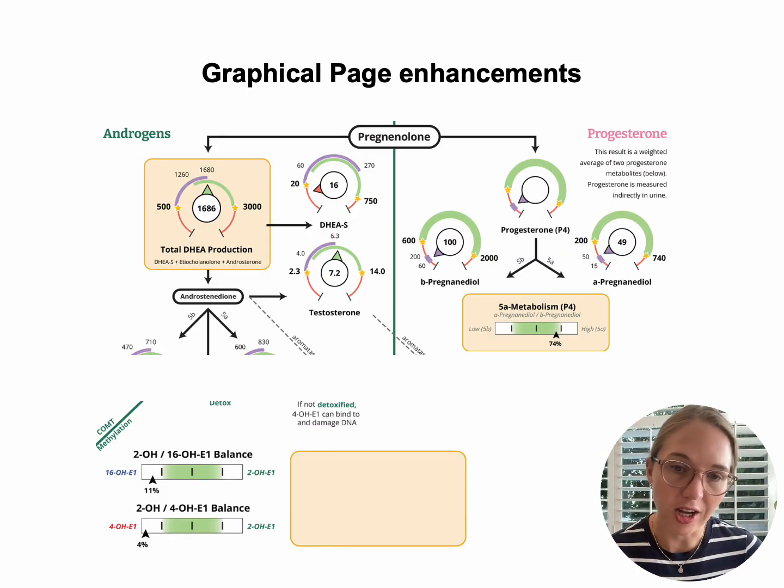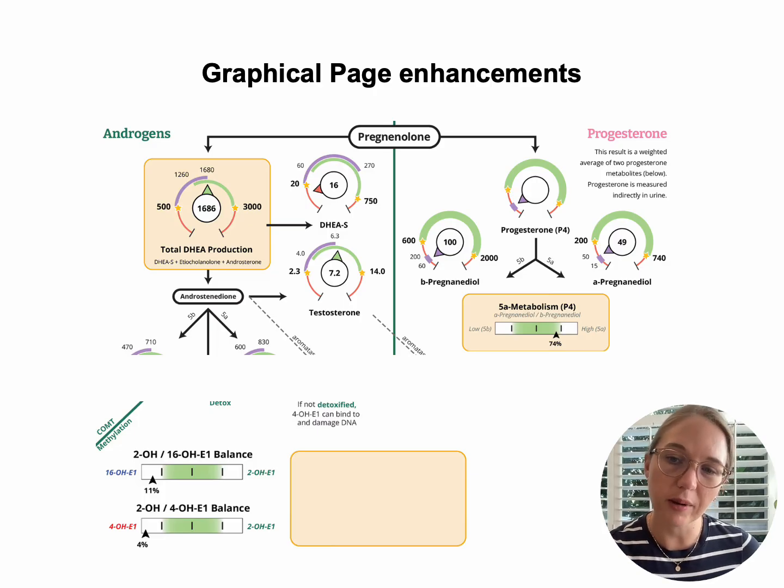Into the graphical page enhancements. This is the metabolism pathway that you're all fairly familiar with. You will see on the left-hand side the total DHEA production dial that was on the summary page is now also shown as part of the androgen steroid pathway on this page. The DHEA dial represents the sum of DHEAS, etiocholanolone, and androsterone, which are each seen individually in this report.